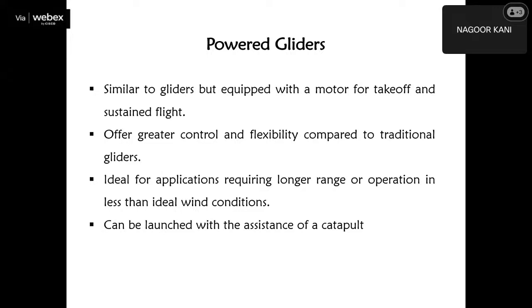So they are powered, but not like fixed wing drones. It is slightly powered, so we can do basic maneuvers. In most cases we still rely on winds only. Since it is powered, we can use it for long range and we can define some specific flight paths. In that case, we can use it.